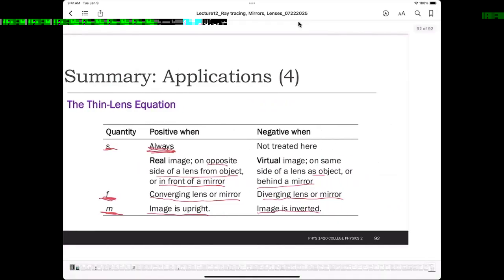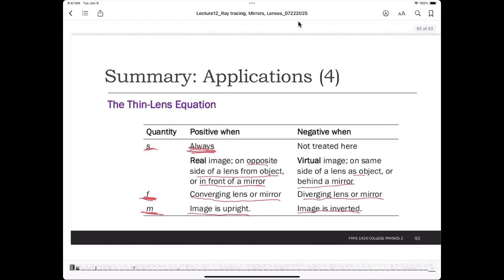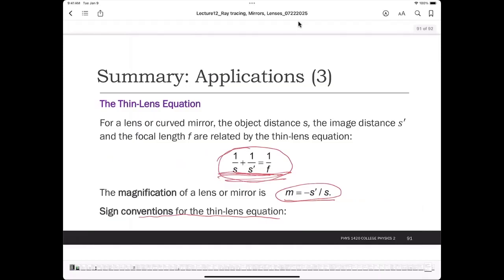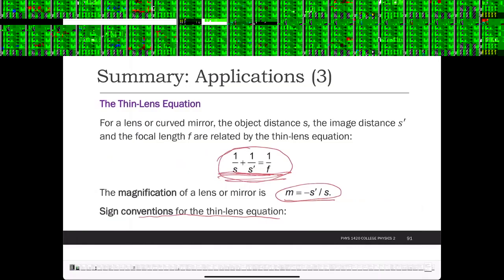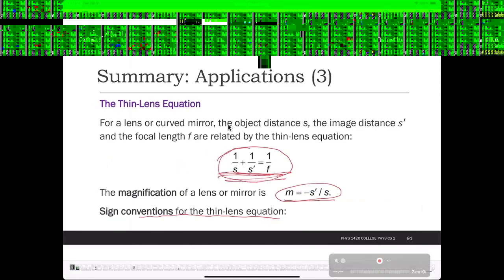Does that make sense to you? This is all we talk about in this chapter. In this chapter, we mainly focus on the ray model of light. If you have any questions, just let me know. Okay.